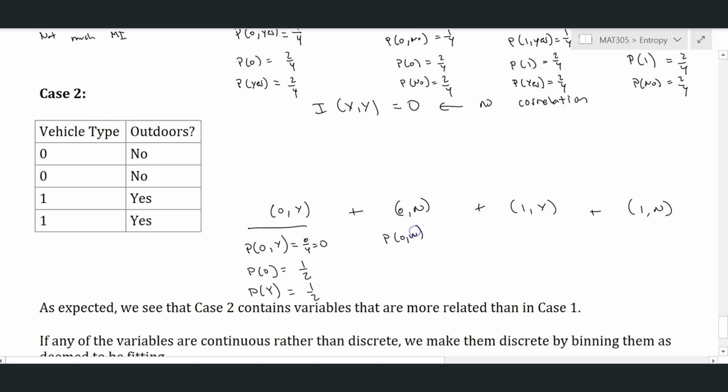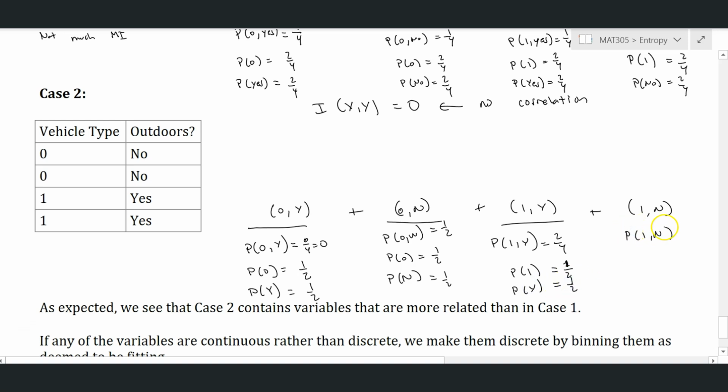Probability of 0 and a no is going to be 2/4, which is 1/2. Probability of a 0 is 1/2. The probability of a no is 1/2. So 1/2 times 1/2 doesn't give us 1/2. Again, we see that emergence of correlation here. Probability of 1 and yes is 2 out of 4. And the probability of a 1 is 2 out of 4, or 1/2. Probability of a yes is 1/2. And we could kind of do the same thing here.